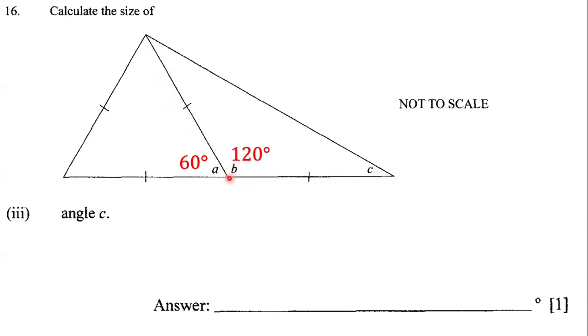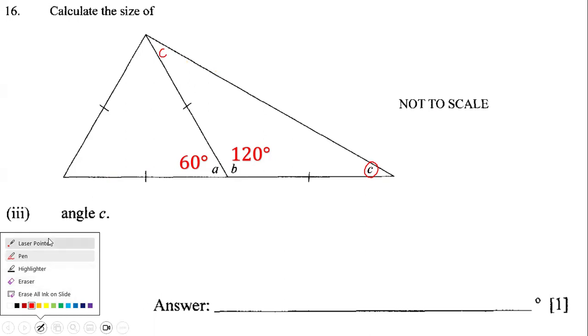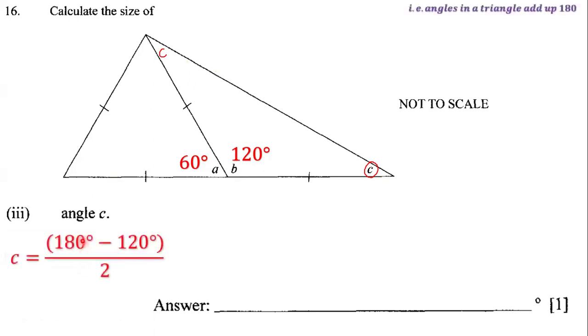And since they are equal in measure, that means that you have 2 sides of the triangle that are equal, which means that 2 angles are equal in measure as well. And so if this angle is C, that means that this angle is also C. So in order to figure out what C is, we're going to subtract 120 from 180. Then we're going to divide it by 2. The reason why we divide it by 2 is because there are 2 angles here that are equal.